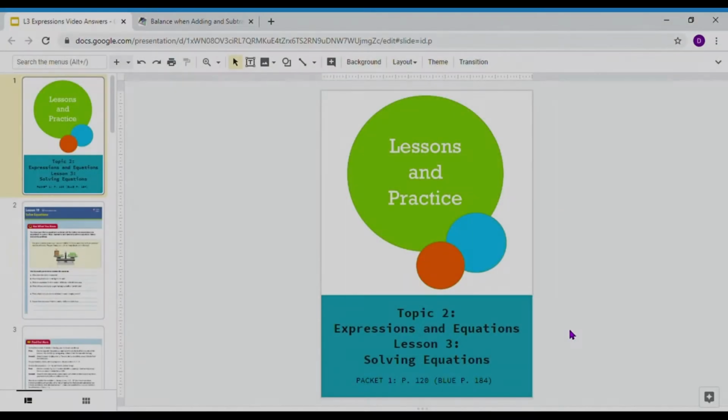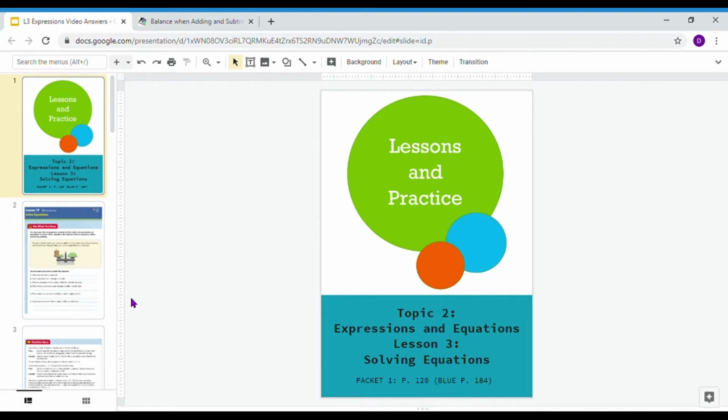So make sure you've got your remote learning book and a pen or pencil handy as we follow along through this guided lesson. So we're still in topic 2, expressions and equations, and we're going to be finishing off this topic with a lesson in solving equations. This is in your first packet on page 120.